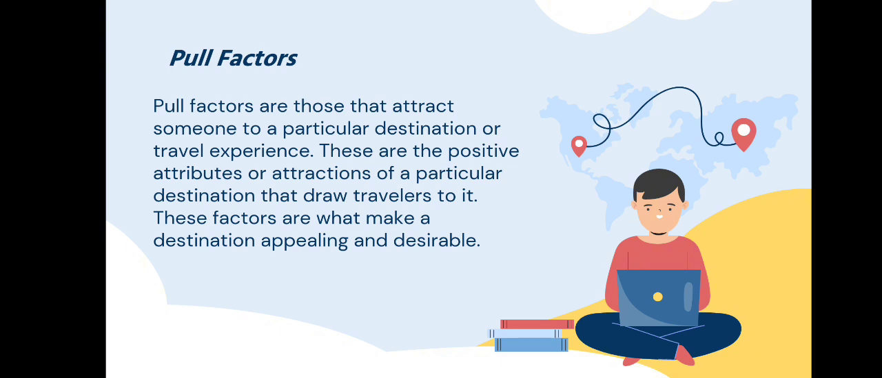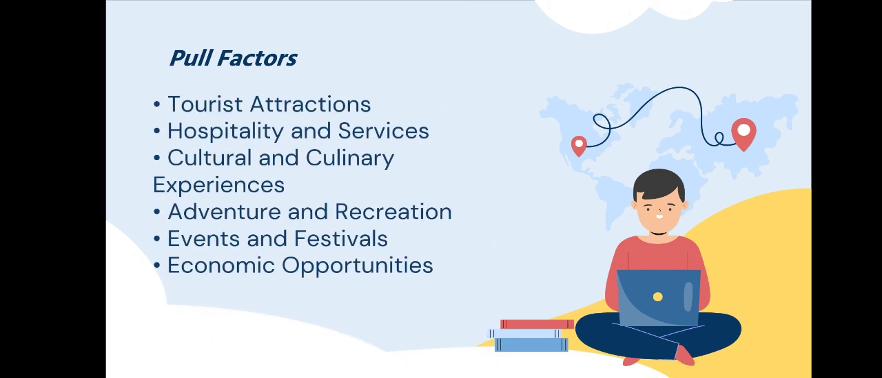So the first pull factor is tourist attractions. Tourist attraction pull factors refer to the features or aspects of a destination that attract or entice tourists to visit and experience the location. These factors highlight the unique and appealing characteristics of a place that captivate travelers and motivate them to plan a trip.